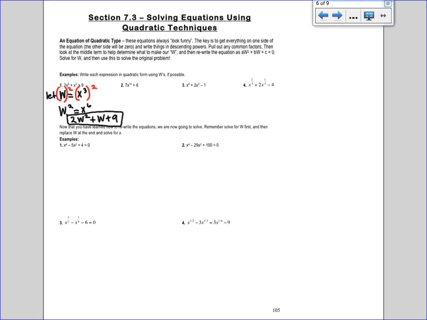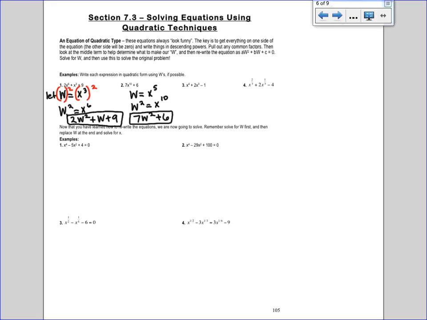So now this is our expression that is in quadratic form. All right, the next one only has one term that has x. You can try letting that be a w, but w is actually going to be x to the 5th, because when I square both sides, I want that x to the 5th. So that's going to be 7w squared plus 6, which is a quadratic expression.